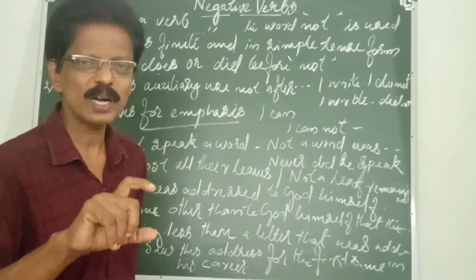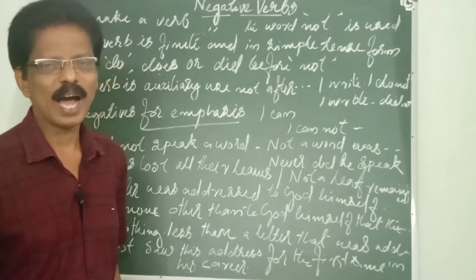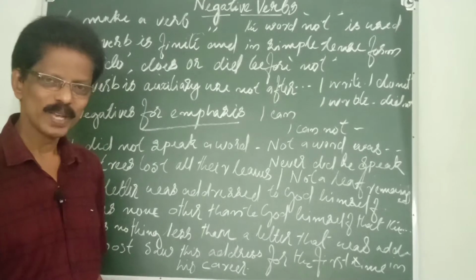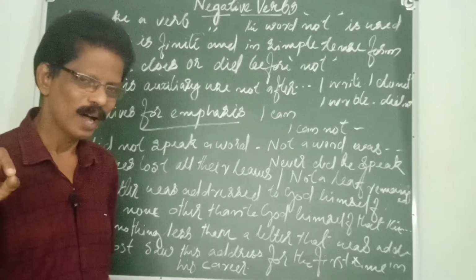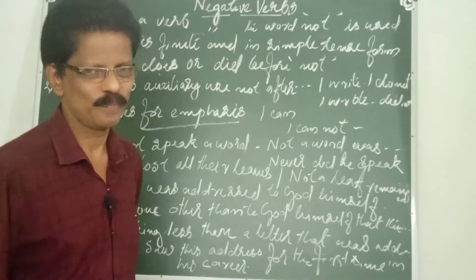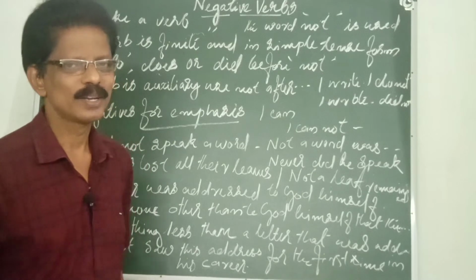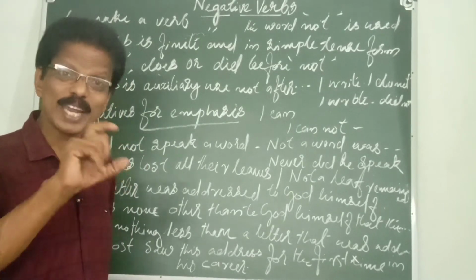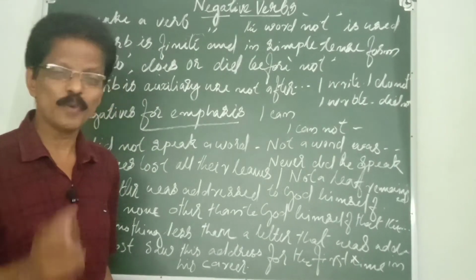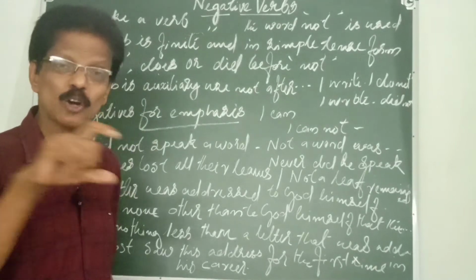Did plus V1 is equal to V2. Again, V2 is not required. I went, I did not go. Went means did go. I repeat, did plus V1 is equal to V2. I went means I did not go. We went means we did not go. They went means they did not go.